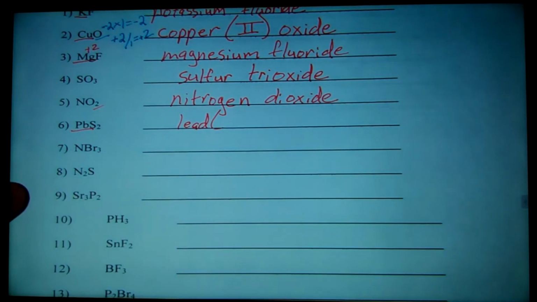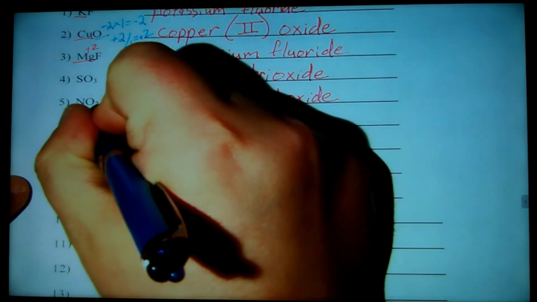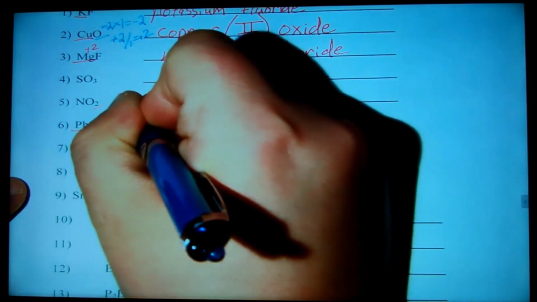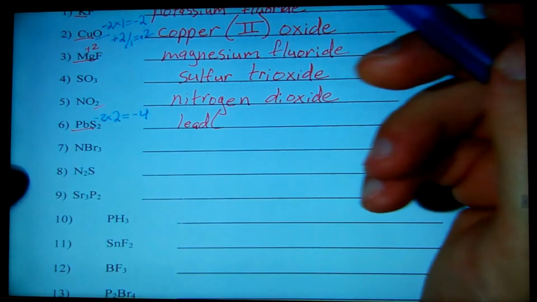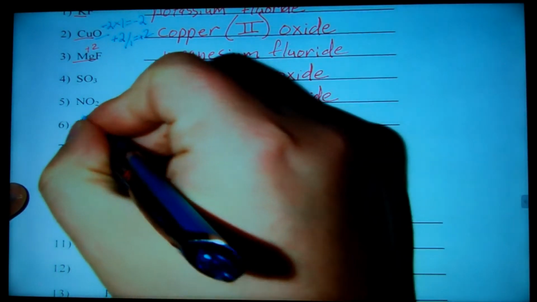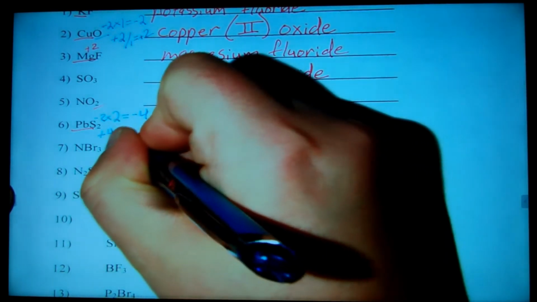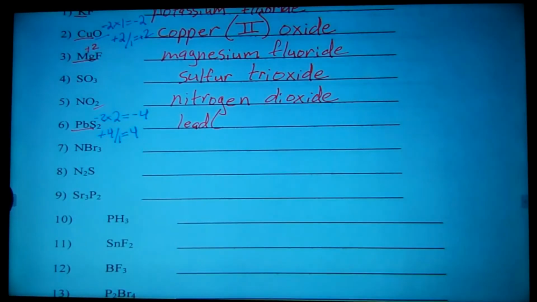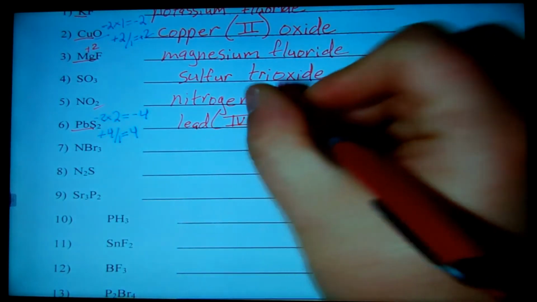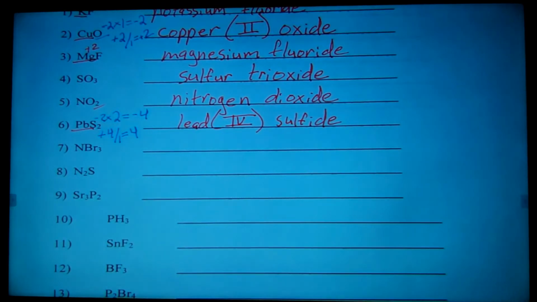How are we going to do it? Look at the anion, look at sulfur. What's the charge on sulfur? -2. How many sulfurs do we have? 2. So -2 times 2 is -4. That's the overall charge of the anion. The overall charge of the cation has to be equal but opposite. So +4 divided by how many of the cations you have, 1, which is +4. So Roman numeral 4, sulfide.